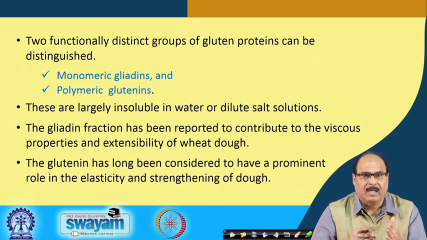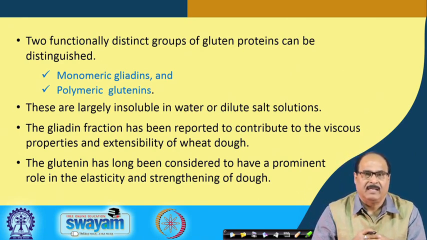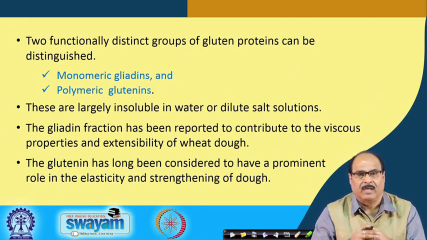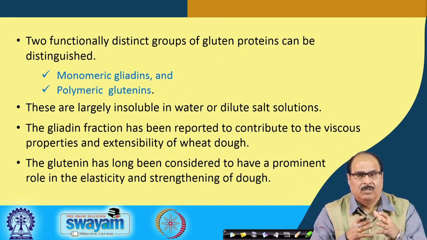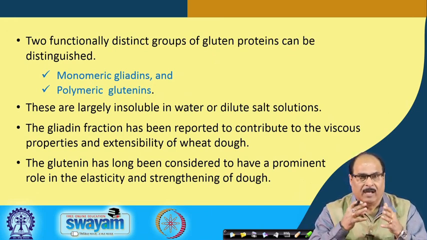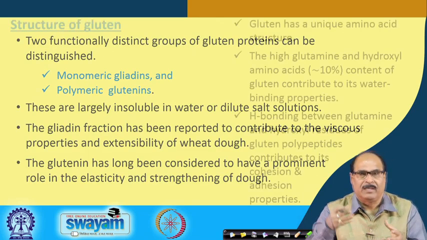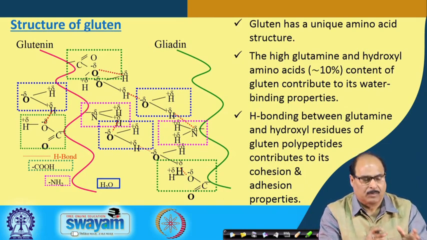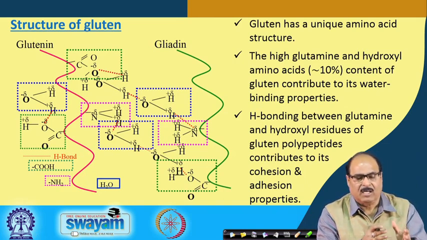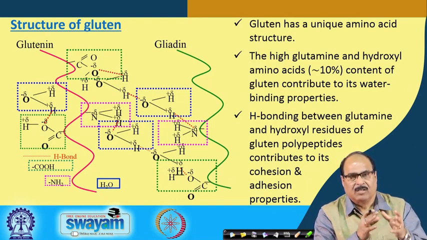The gliadin fraction has been reported to contribute to the viscous property and extensibility of wheat doughs, whereas the glutenin fraction is known to have a prominent role in providing elasticity and strengthening of the dough. So, in this picture we have shown you the structure of gluten, right?